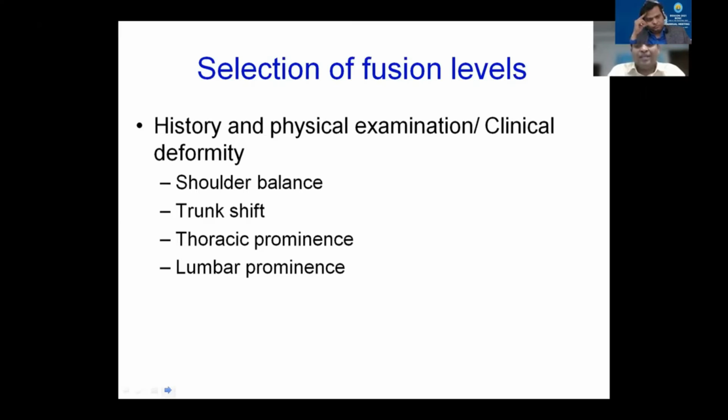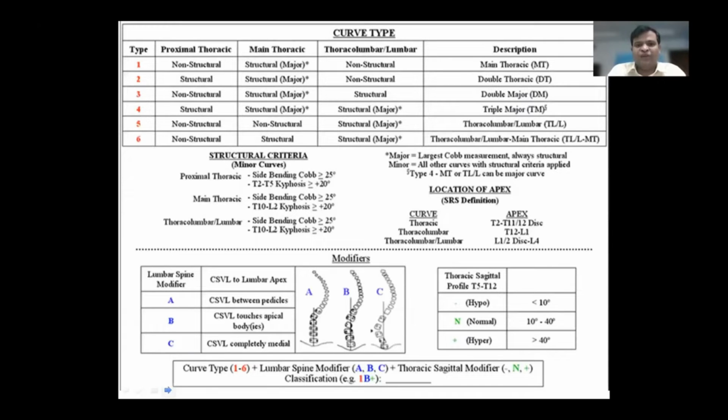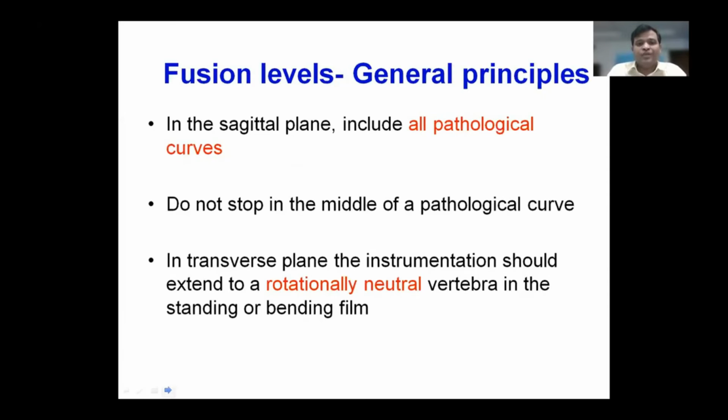Clinically, if you want to select fusion levels, you should always look at these 4 parameters: shoulder balance, truncal shift, thoracic prominence, and lumbar prominence. We should also always remember this important classification of AIS, that is the Lenke classification. Considering general principles of fusion levels in AIS, in the sagittal plane we should include all pathological curves. Never leave out kyphotic curves, and we shouldn't stop in between the pathological curves, be it in the coronal plane or the sagittal plane.